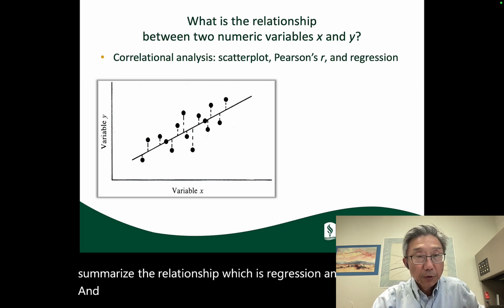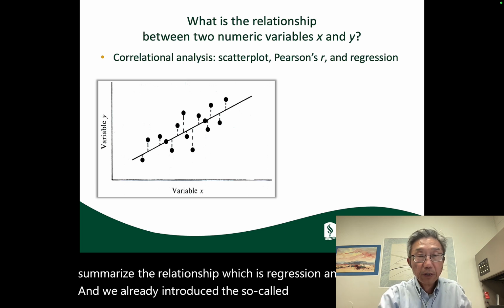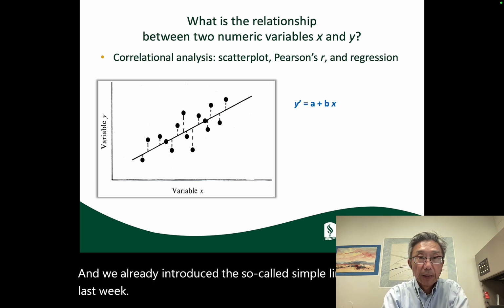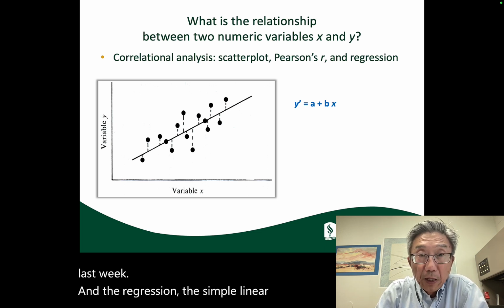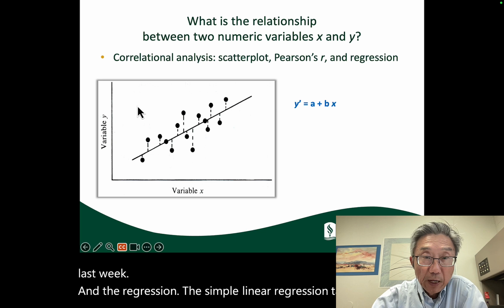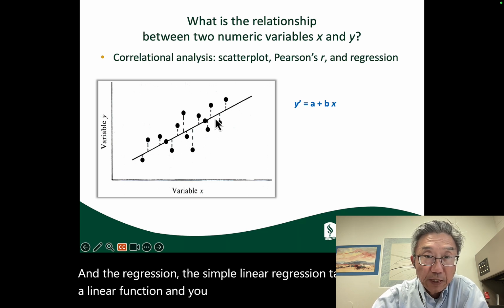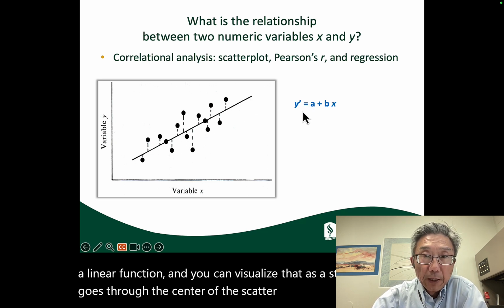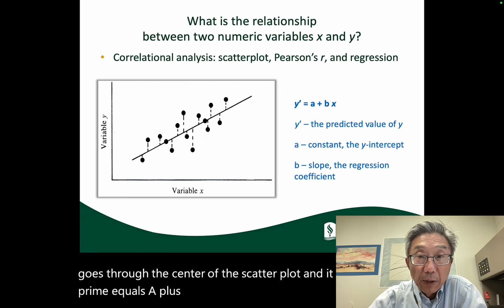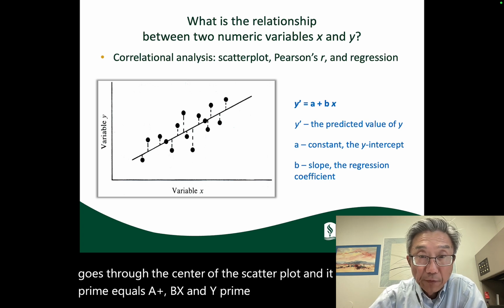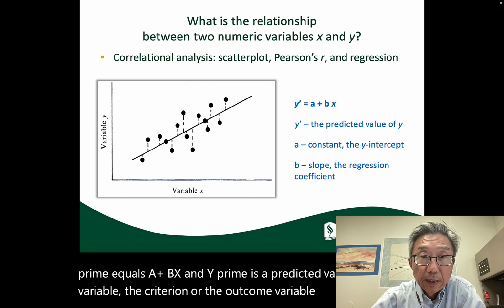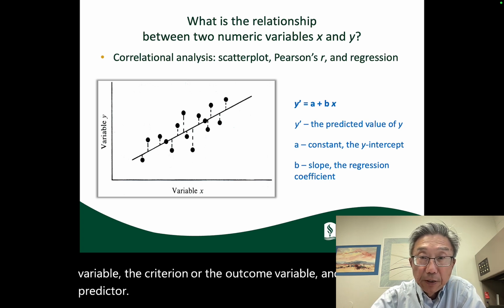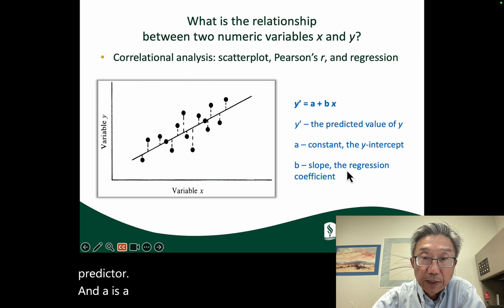And we already introduced the so-called simple linear regression last week. Simple linear regression takes the form of a linear function, and you can visualize that as a straight line that goes through the center of the scatter plot. It takes the form y prime equals a plus bx, where y prime is the predicted value of the y variable, the criterion or the outcome variable, x is the predictor, and a is the constant, or you can say the y-intercept.